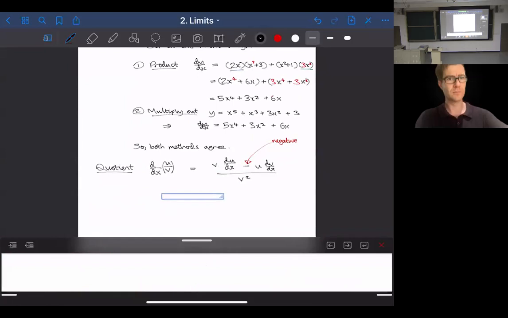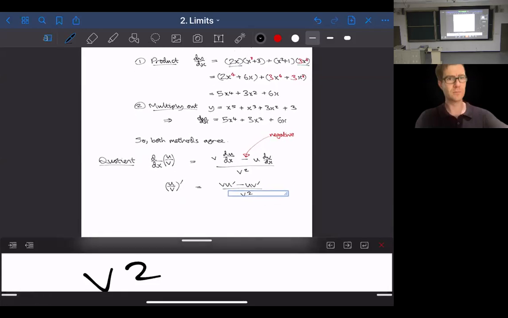We can also write in this other notation, u over v prime is vu prime minus uv prime over v squared. So maybe it's easier to remember like that. And so let's give some example.